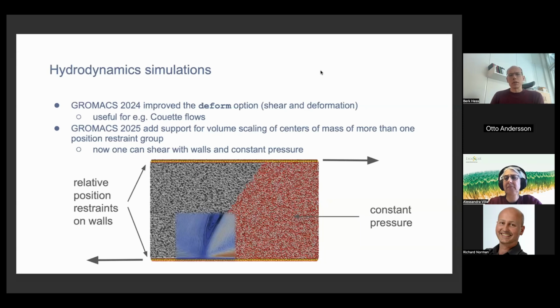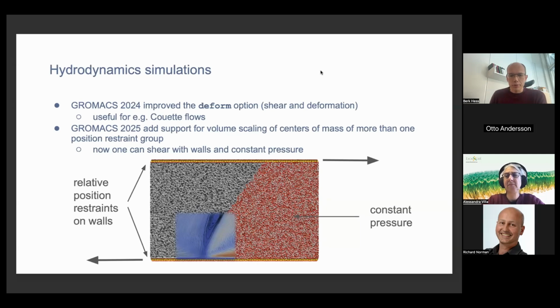So this feature has been improved in a major way in the 2024 release a year ago, where now we have fully correct hydrodynamics, correct forces, and everything. So this is now much more useful. But in some cases, like the picture shown here, you might not want to have a shear flow where you have a pure liquid which you deform, but you might want to have walls there for whatever reason. So you want to generate, for instance, a Couette flow between walls, as is shown here.